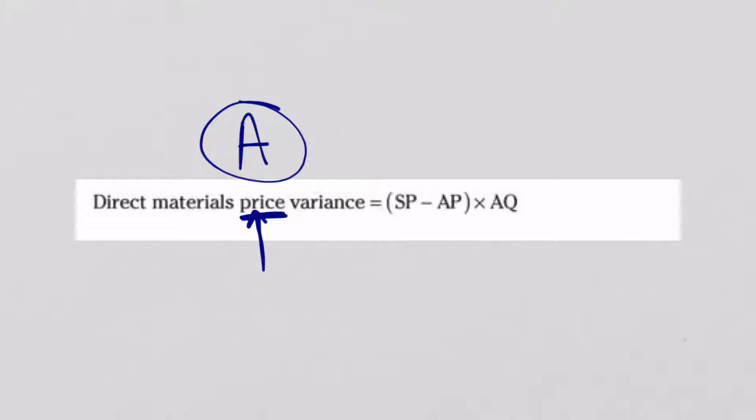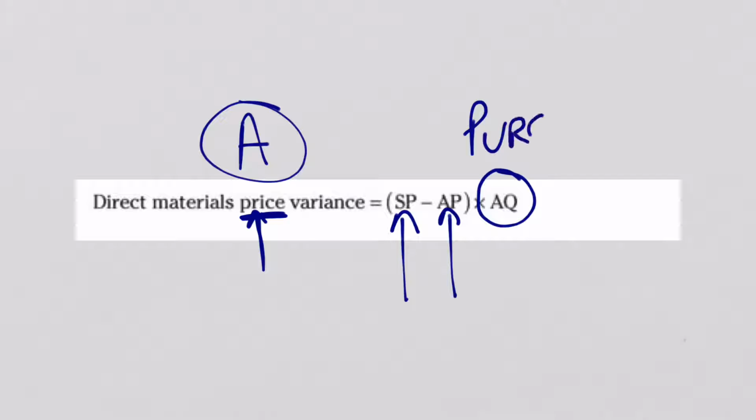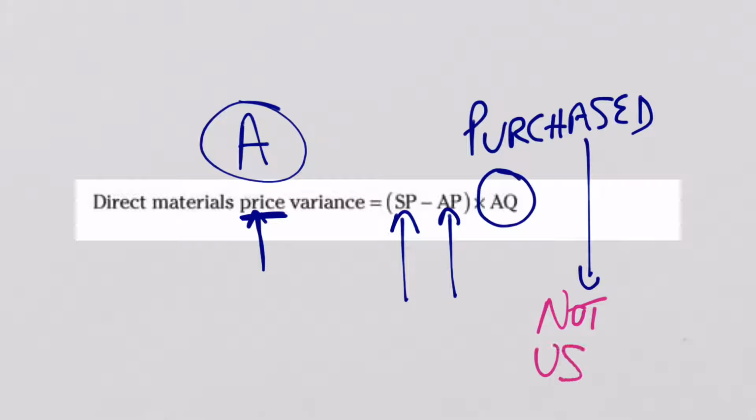Basically what I want to point out is you're taking the standard price, subtracting the actual price really paid, which could be higher or lower than the standard price, and you're multiplying it by the actual quantity purchased. That's a key to remember: when it comes to the price variance, it's not what was used, it's the amount purchased in the period that we're measuring. And this will give you either a positive or a negative number, favorable or unfavorable.